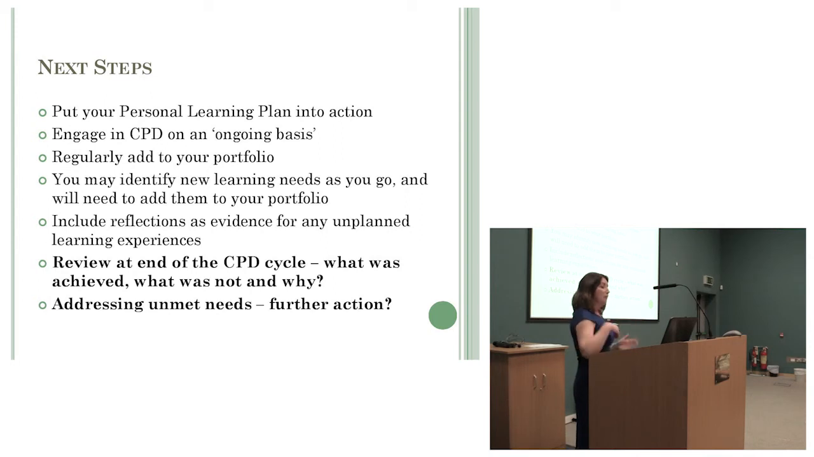And then just bringing it all the way through back to review at the end of the cycle. What was achieved, what wasn't, and why. Sometimes you can choose an activity that you're hoping will meet a learning need. You may go to that event and actually find it doesn't really deliver what you were hoping, and that you don't get the learning outcomes you need. You may need to look at that again. Or it may be that the time frame was wrong and that it was too short a time frame. So always then for the next round, the next cycle, address the unmet needs. What further action do you need to take to address those?